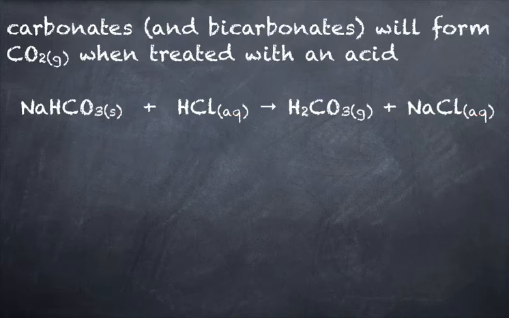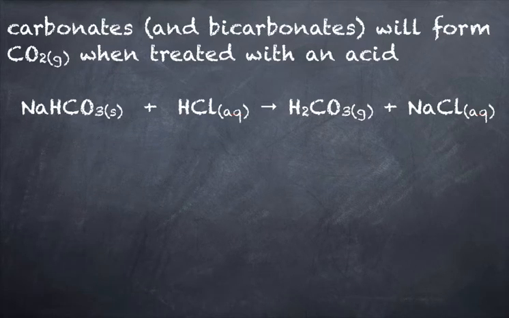The other example is carbonates and bicarbonates. Carbonate, remember, is CO3. Bicarbonate is HCO3. When we treat this with an acid, we're going to have a two-step reaction. So the first thing that's going to happen is that the sodium bicarbonate, HCO3, and the Cl are going to switch places. So you're going to end up with carbonic acid, H2CO3, plus salt. And then that's immediately going to break down again.